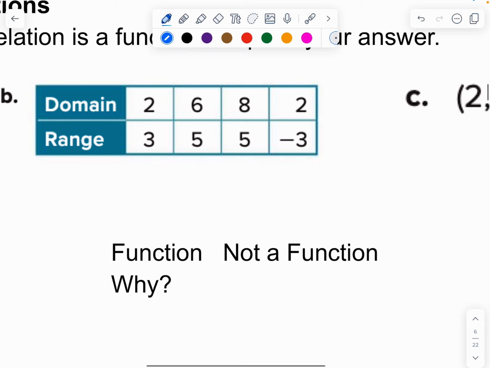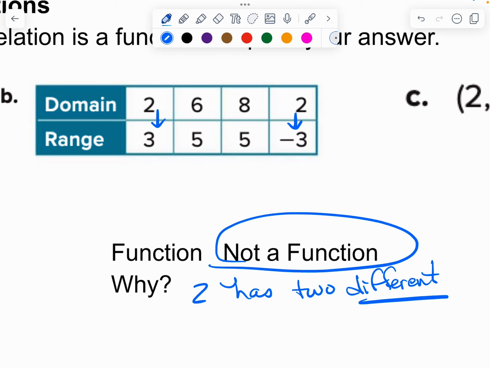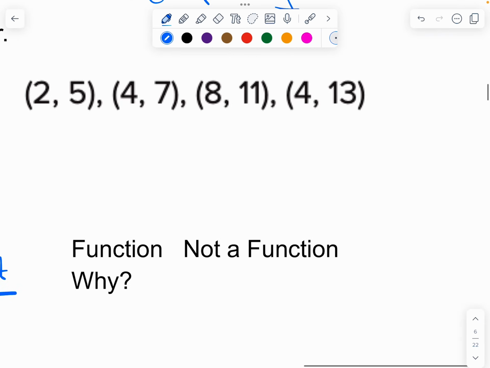Okay. 2 is going to two different numbers. It can't go to two different numbers. So 2 has two different, and that's the important word, two different range values, or two outputs.